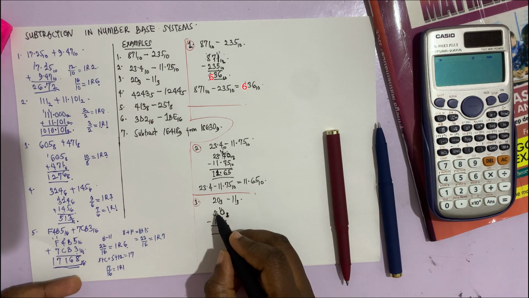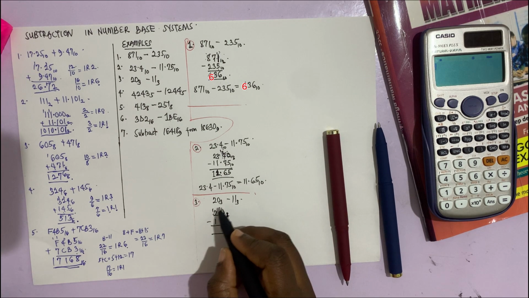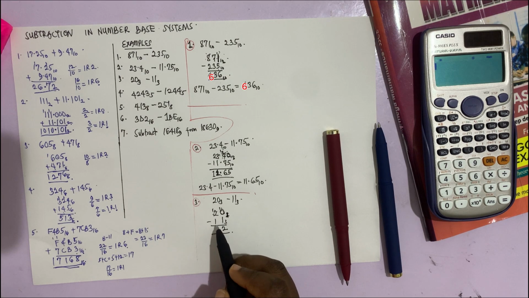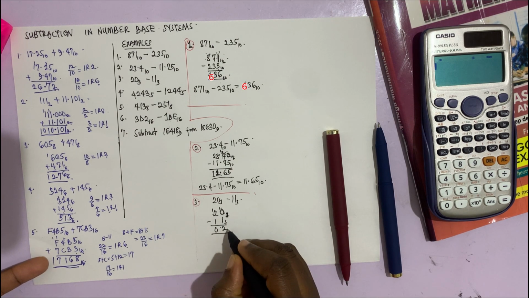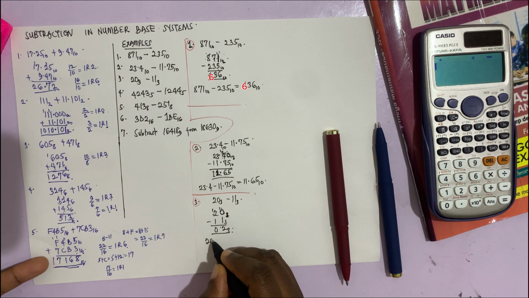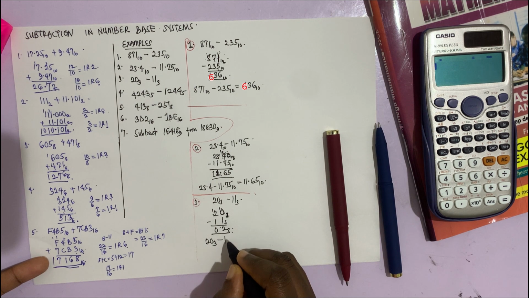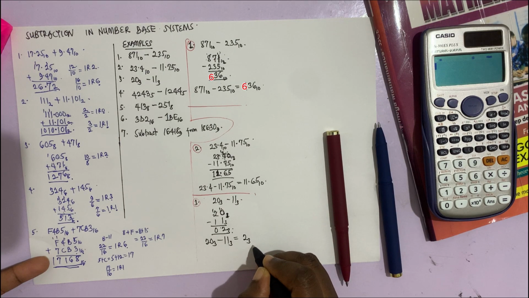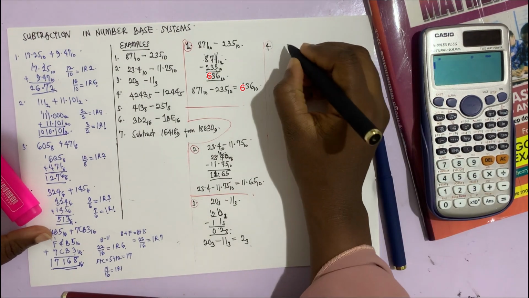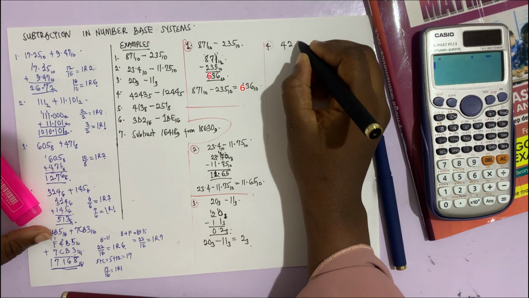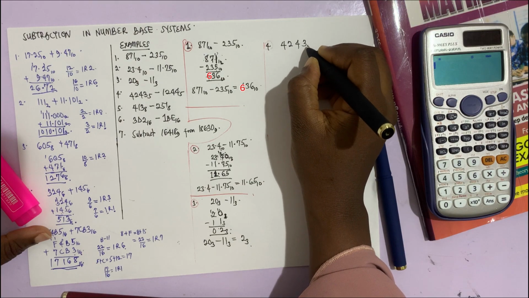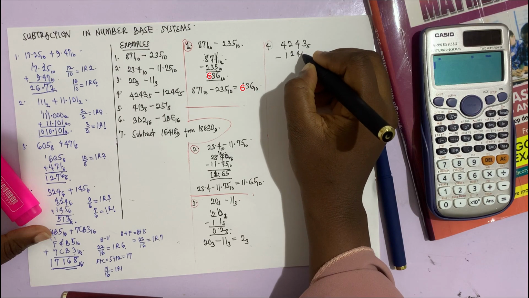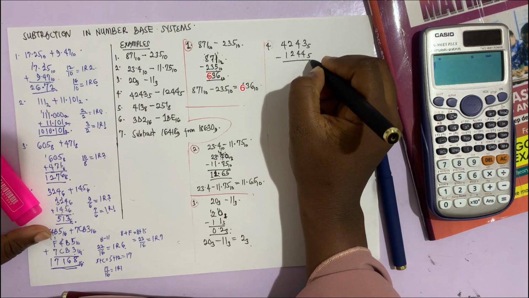2. So we have 1 left here because we have taken 1 in terms of the base to this side. So 1 minus 1 will give us 0, base 3. So 20 base 3 minus 11 base 3 will give us 2 base 3. Question 4, we have 4243 base 5 minus 1244 base 5.